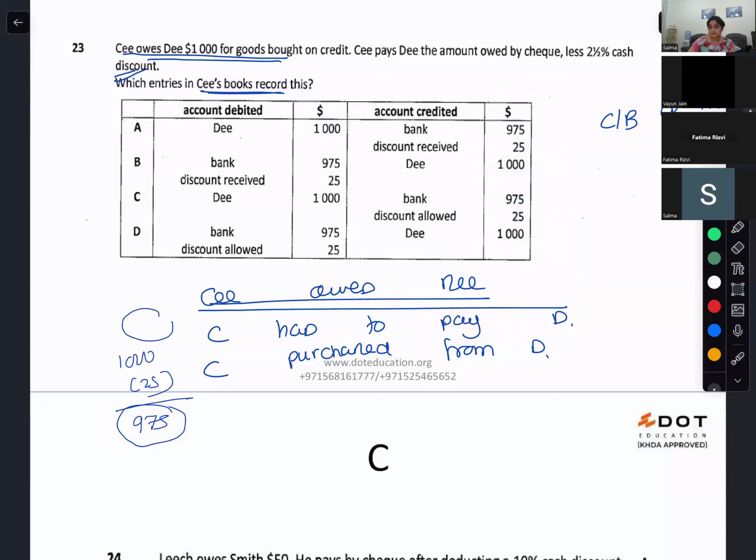Then on the credit side, you'll also have to note down the discount received. How much? 25. What will be debited? The amount D is getting, so 1,000. D debit 1,000, cash bank credit and discount received credit. Which option? It's A.